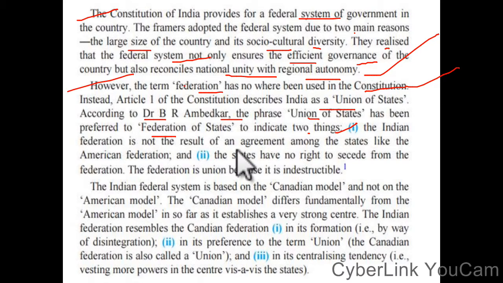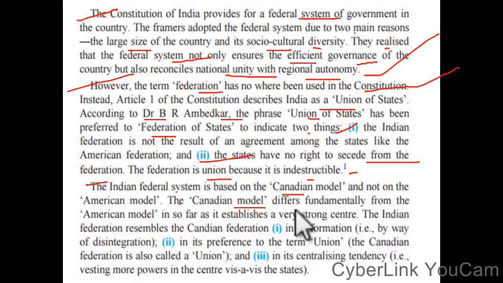Federation of States, to indicate the two things. The Indian Federation is not the result of an agreement among the states like the American Federation. The states have no right to secede from the federation. The federation is a union because it is indestructible. The Indian Federation system is based on the Canadian model and not on the American model.